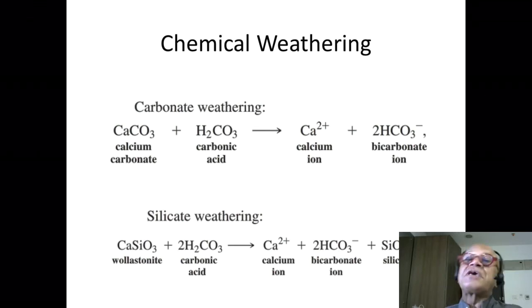I don't even know what the chemical name is, but you can look it up. Combines with 2 molecules of H2CO3. I hope you're all familiar with the concept of moles. Typically we talk about 1 mole of wollastonite interacting with 2 moles of carbonic acid, producing 1 mole of calcium ion, 2 bicarbonate, silica, and water. This silica is used up by diatoms and other silica shell forming animals.